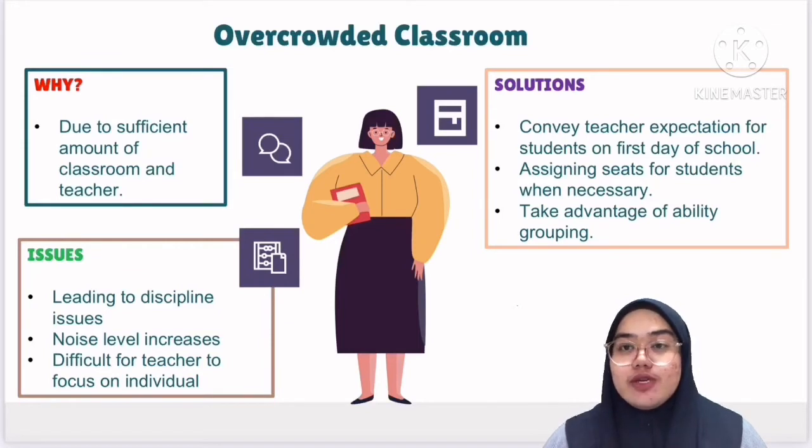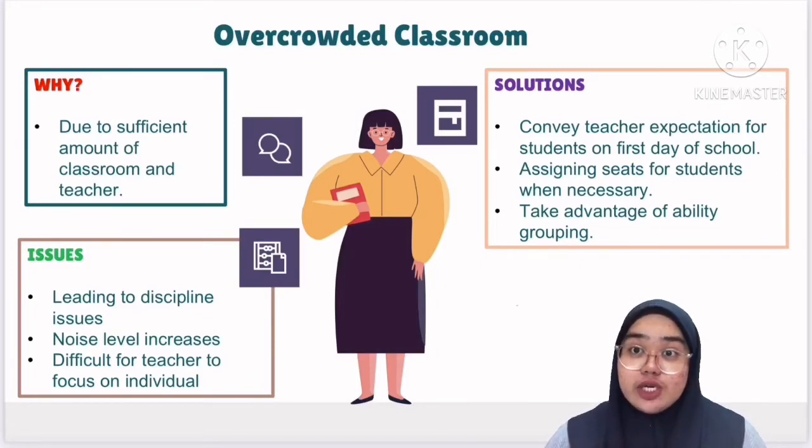Overcrowded classroom is one of the biggest issues facing schools and teachers nowadays. It happened because of an increasing population. Supposedly the ideal class size is 15 to 20 students per class, but now we can see there are many schools that have more than 30 students in one class, even more than 40 students in a single class. So what will happen if we have an overcrowded classroom? Firstly, it may lead to disciplinary issues, where the level of noise is too high because there are too many students in one class. And then it will be difficult for teachers to focus on individuals.